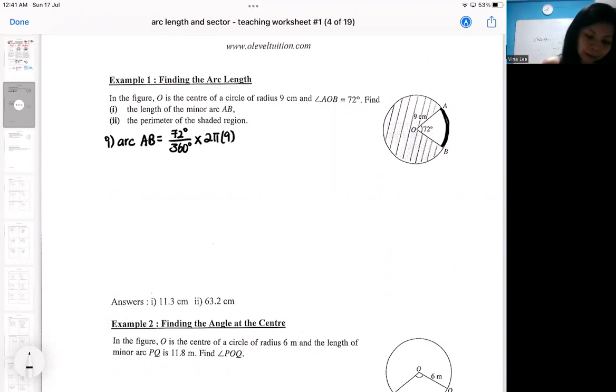Usually my habit is to express everything in terms of pi. So I will get 3.6 pi. If you express everything except the pi, then you may need to look at the question. What is the value of pi that the question is giving you? Otherwise, you can just use your calculator pi and give your answer as 3SF.